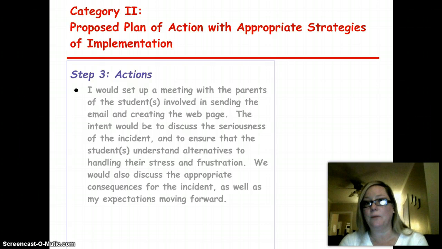The intent of that would be to discuss the seriousness of the incident and to ensure that the students understand that there are alternatives to handling their stress and frustration with a teacher and with a class. We would also discuss the appropriate consequences for the incident as well as my expectations moving forward.